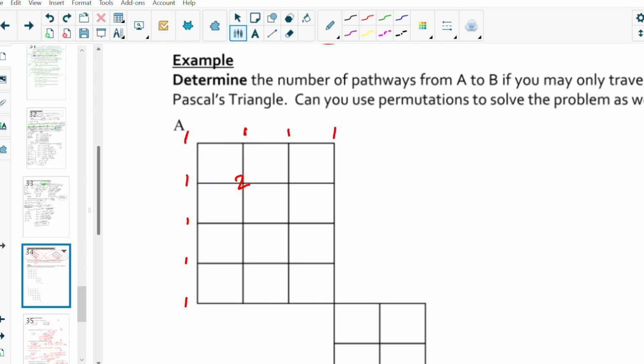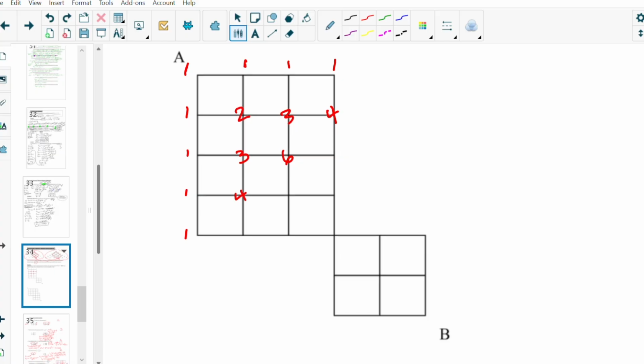I'm going to stop drawing those numbers. 1 and 2, that's 3. 1 and 3, oh, let me finish this row. 2 and 1 is 3. 1 and 3 is 4. 3 and 3 is 6. 3 and 1 is 4. Okay, 1 and 4 is 5. 4 and 6 is 10. 6 and 4 is 10. Okay, let's keep going until we run out here. 5 and 10 is 15. 10 and 10 is 20. 15 and 20 is 35.